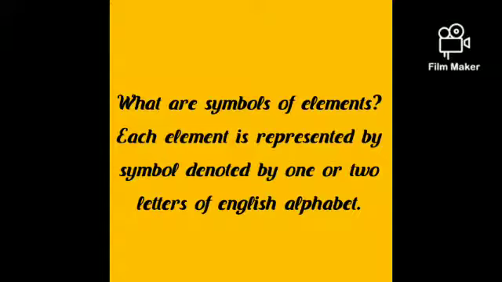Number 4. Some symbols have been taken from the names of elements in Latin, German or Greek. Example, the symbol of iron is Fe from its Latin name ferrum. Sodium is Na from natrium. Potassium is K from kalium. Therefore, each element has a name and a unique chemical symbol.